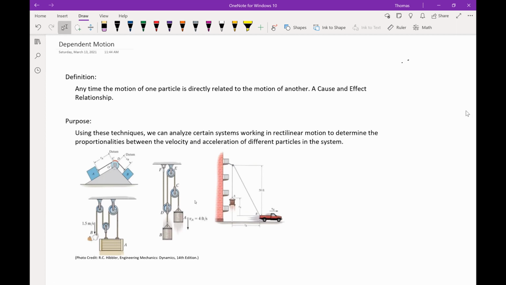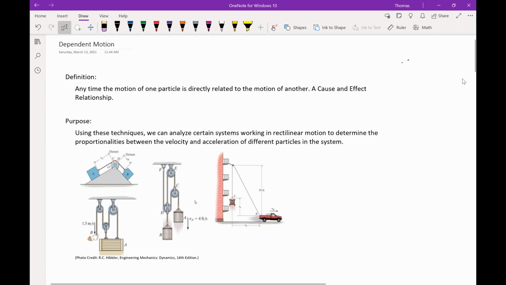In this video, we will go over the definition of dependent motion, the purpose of using dependent motion techniques, some examples of real-world applications of dependent motion, and lastly, we'll go over a few examples of problems that you may expect to see in your homework and some strategies you may find useful in not only solving the problem, but most importantly, understanding why dependent motion techniques best describe the scenario.